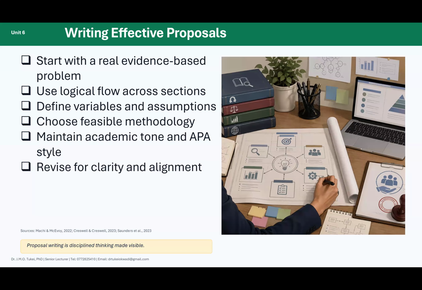So, colleagues, I want to engage you. What simple alignment matrix could you use to check your proposal before submission? Very important. Colleagues, we are coming to the end. The key message here is that proposal writing is disciplined thinking made visible through coherent sections. So I want us to understand this very well.